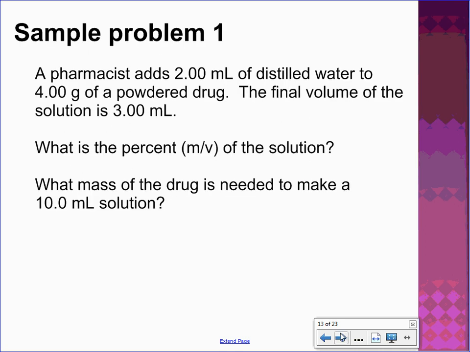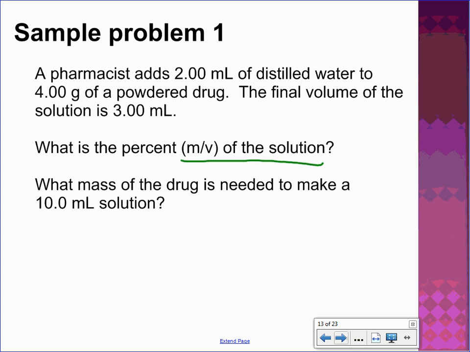Let's have a look at a sample problem using mass volume percent. So in the following problem, we have a pharmacist that adds 2.00 milliliters of distilled water to 4.00 grams of a powdered drug. The final volume of that solution is 3.00 milliliters. We're asked for the mass percent volume of this solution.